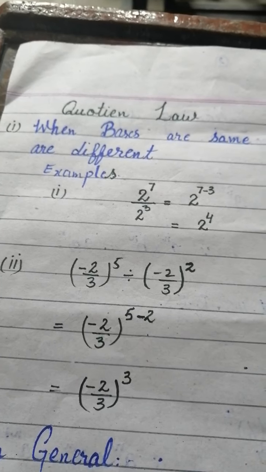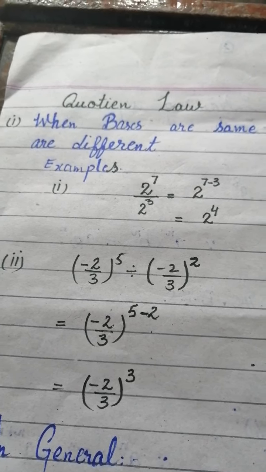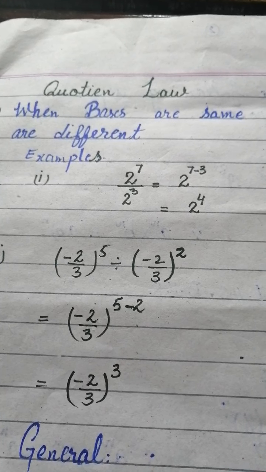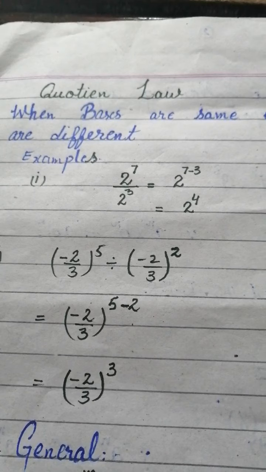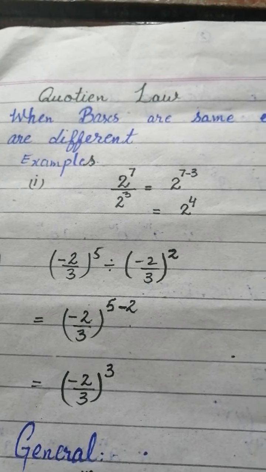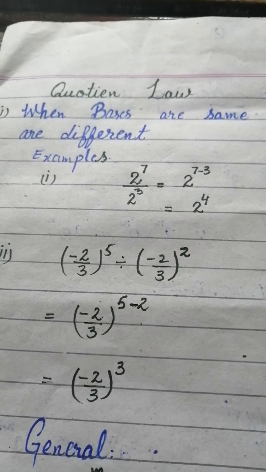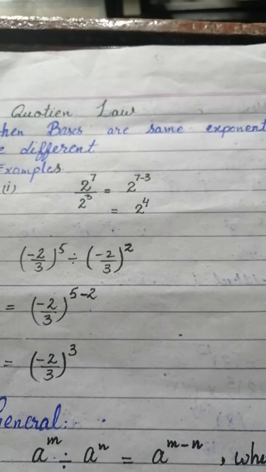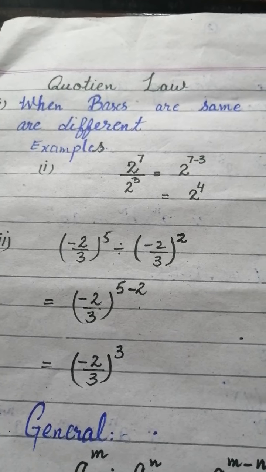There is another type of law, the quotient law. We have already discussed the product law in your previous lecture. Product means multiply and quotient means division. Here the expression is in the form of division. It has also two types. First, when bases are same and exponents are different.